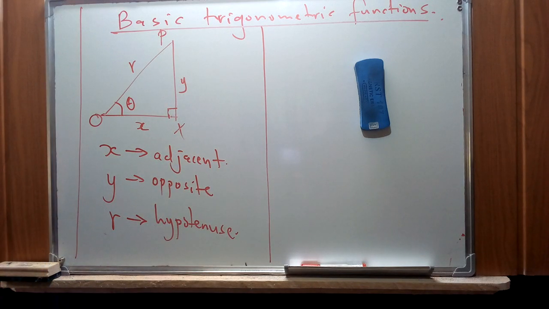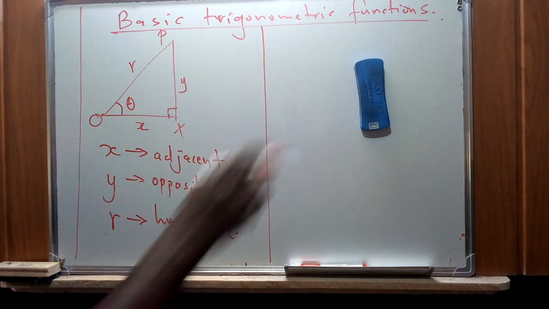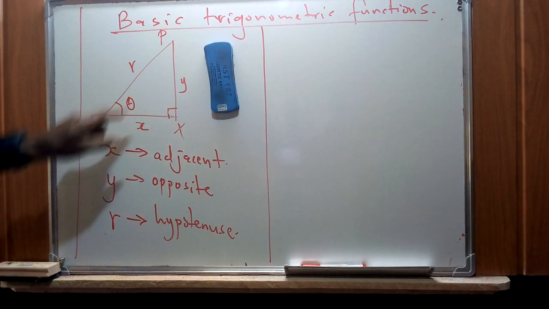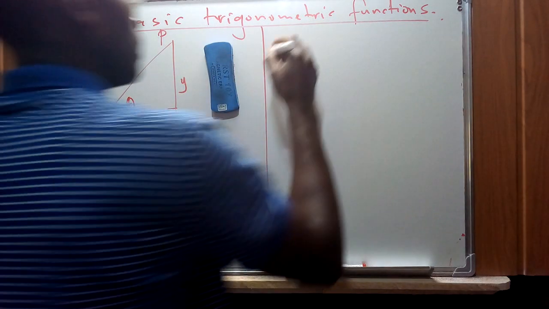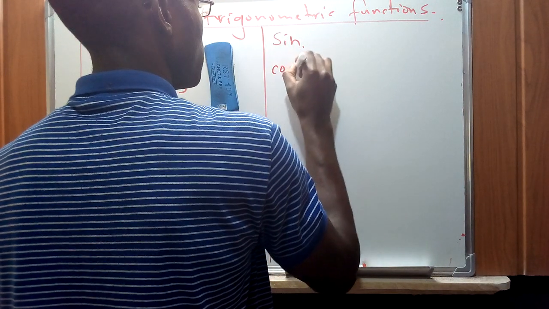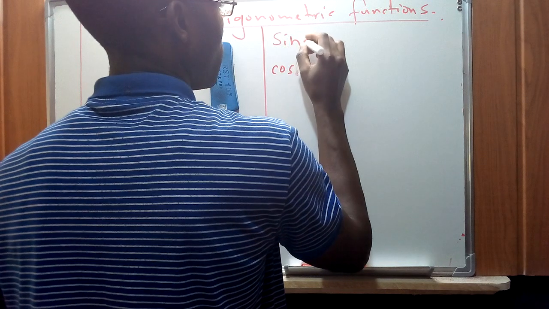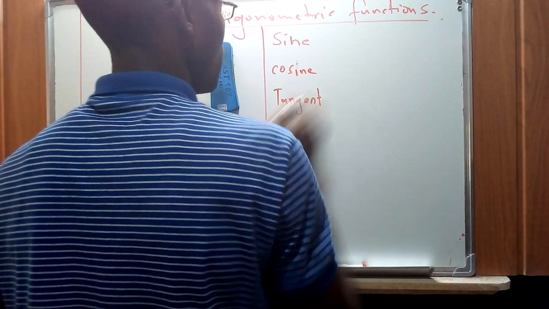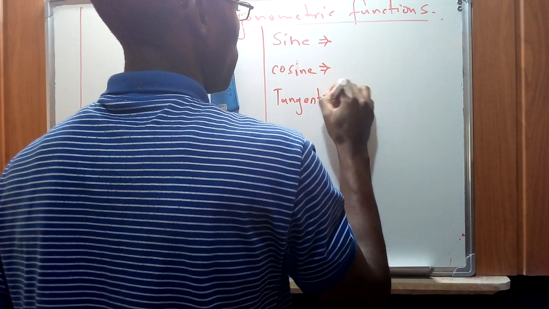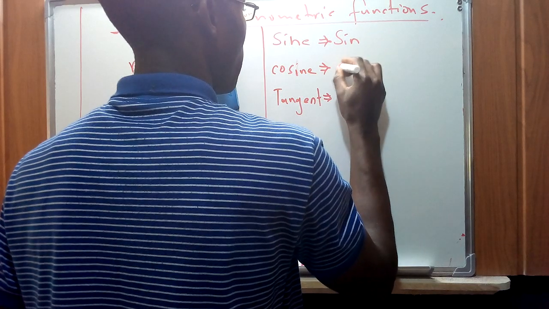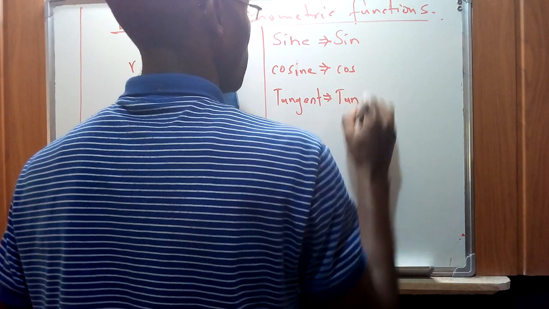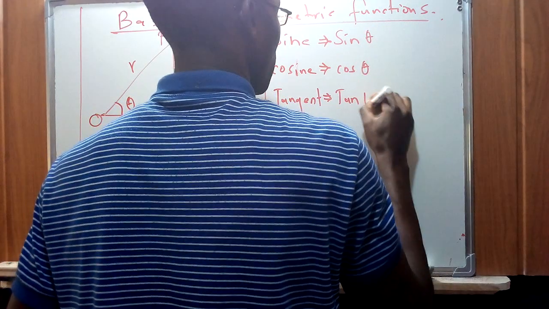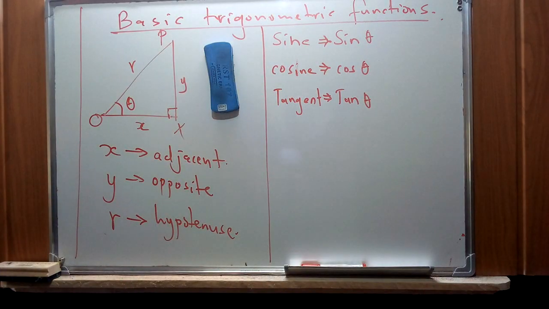Now, the trigonometric functions that we talked about, which are the identities, basically the relationships which exist between these three sides of a right triangle, are given as the sine, the cosine, and the tangent, which are given by the acronyms sin, cos, and tan. So for the tan of theta, the cosine of theta, and the sine of theta, they are given as such.